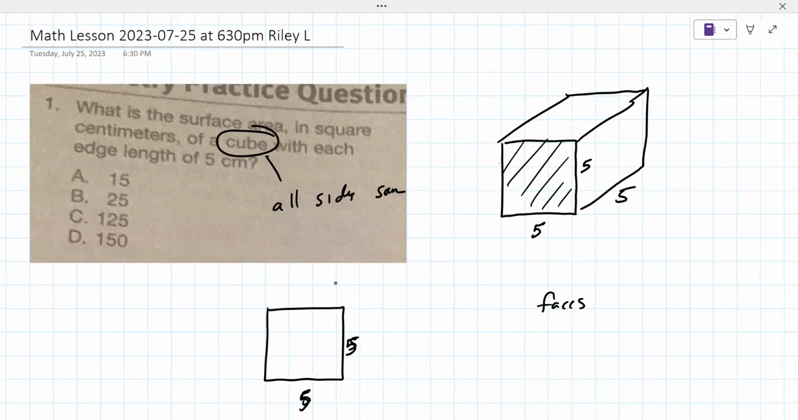So 25. But there are 6 of them. So what is 6 times 25? 6 times 25, 150. There's your answer. Okay.